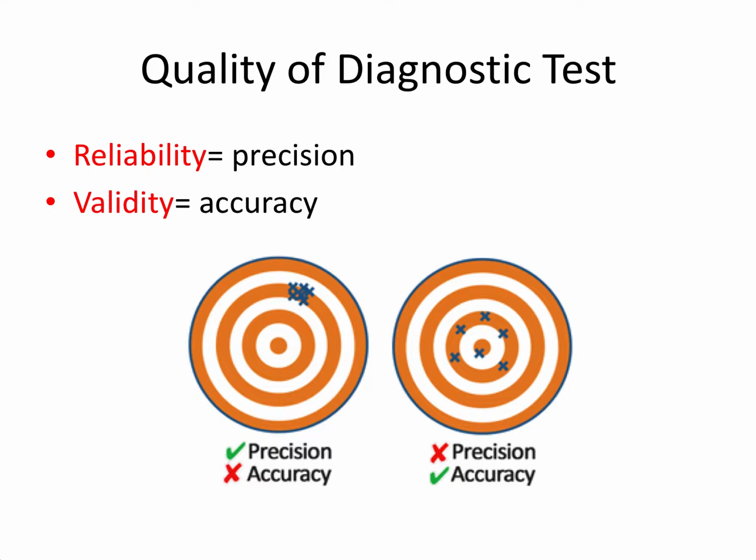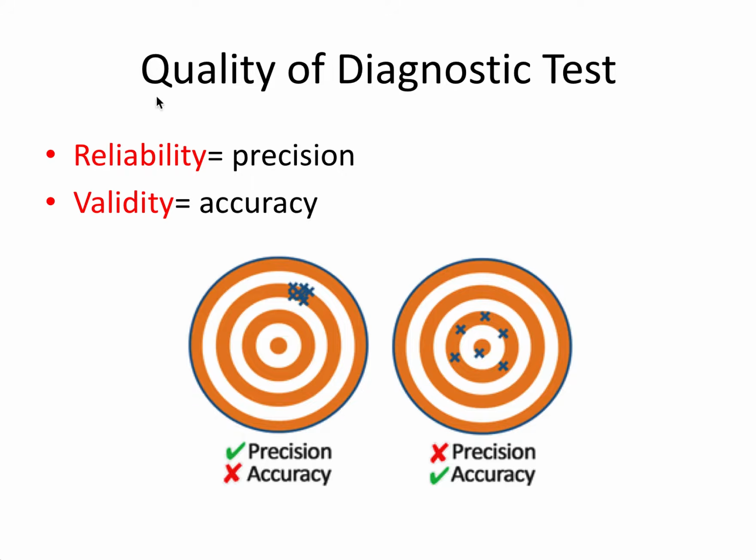And I love this analogy right here. It's like shooting arrows at a target. Reliability means that your methods are reliably producing precise results that are all close to one another. So it doesn't necessarily mean they're accurate, close to the bullseye, but all these arrows are grouped together quite nicely. So that's an example of reliability.